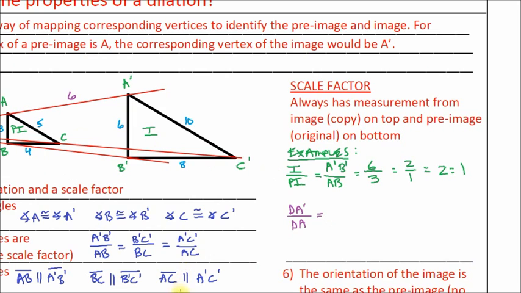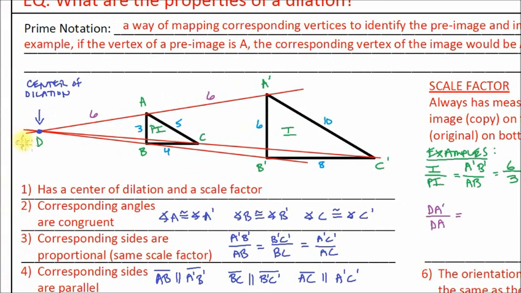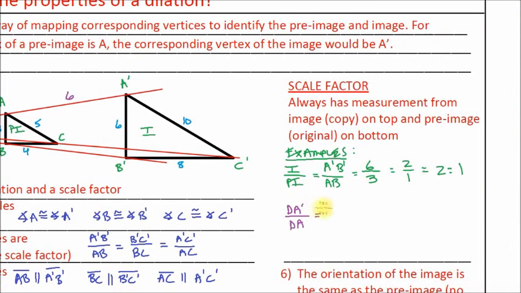Well, D to A prime, be careful of this, D to A prime, that's 6 to get to here and 6 to get to here. So we have to actually add 6 together. So it's going to be 6 plus 6. There's the distance from D to A prime. And the distance from D to A on your diagram is just 6. Let's simplify that. We got 12 over 6. These are both divisible by 6. You're going to end up with 2 over 1, which is equal to a scale factor of 2 to 1.